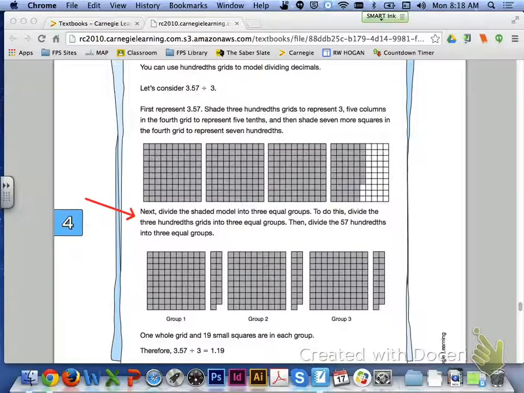The next thing we are going to do then is divide the shaded model into 3 equal groups. That is what we are dividing by. So to do this, we divide the 3 hundredths grid into 3 equal groups. Then we divide the 57 hundredths into 3 equal groups. So you can see when we do that, one whole grid and 19 small squares are in each group. So therefore 3 and 57 hundredths divided by 3 is going to give you 1 and 19 hundredths for your quotient.